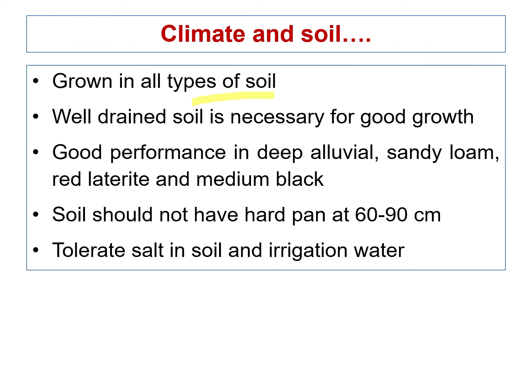Soil: it can be grown in a variety of soils, but well drained soil is essential. It performs well in deep alluvial soil, sandy loam soil, red laterite and medium black soil. The soil should not have hard pan at 60 to 90 centimeter. Sapota can also tolerate salt in soil and irrigation water.